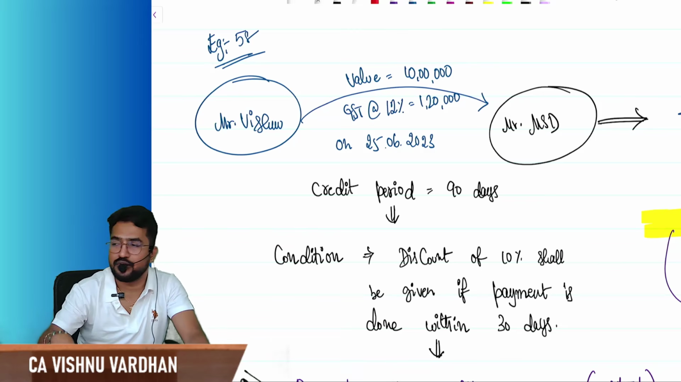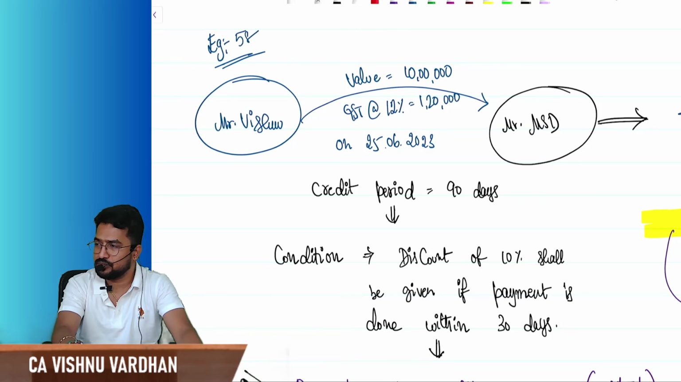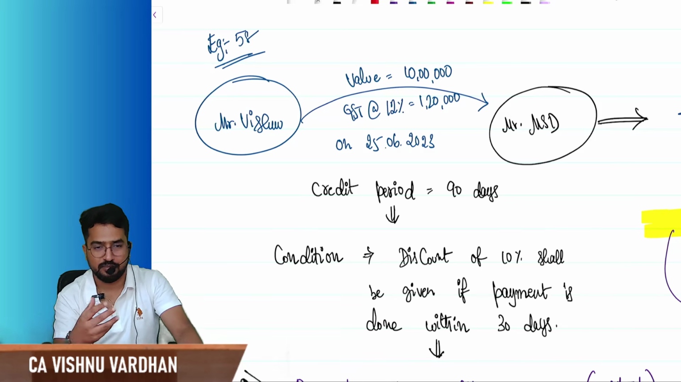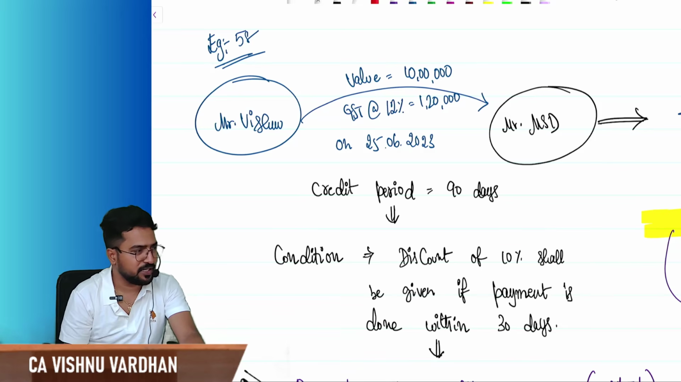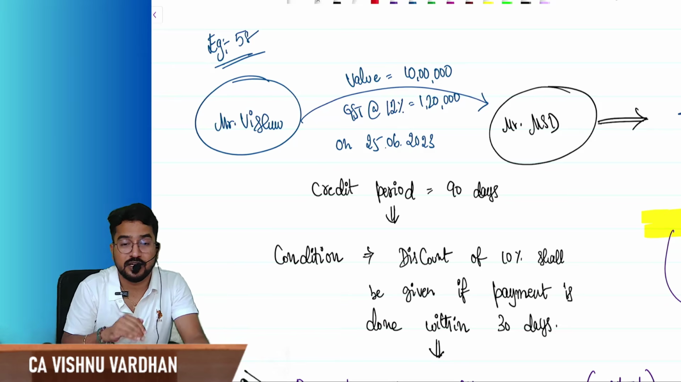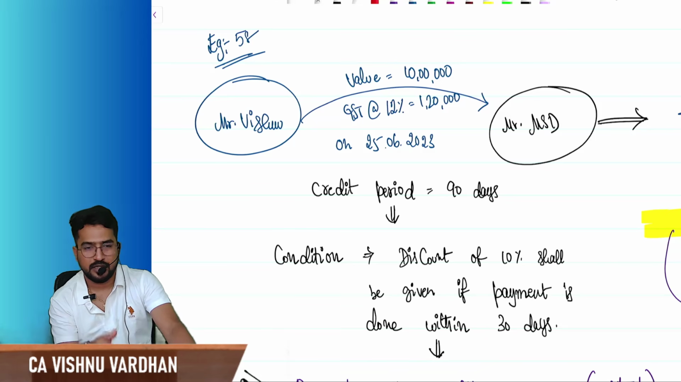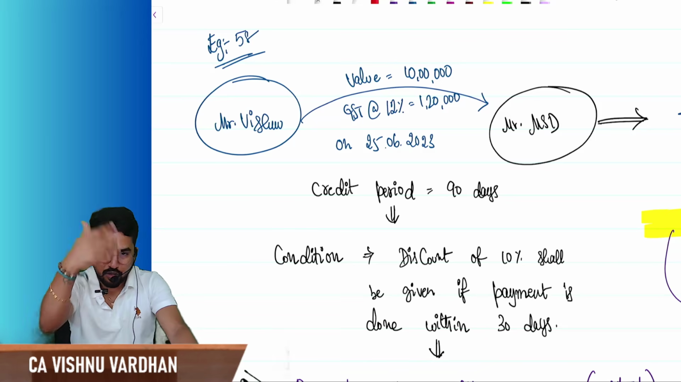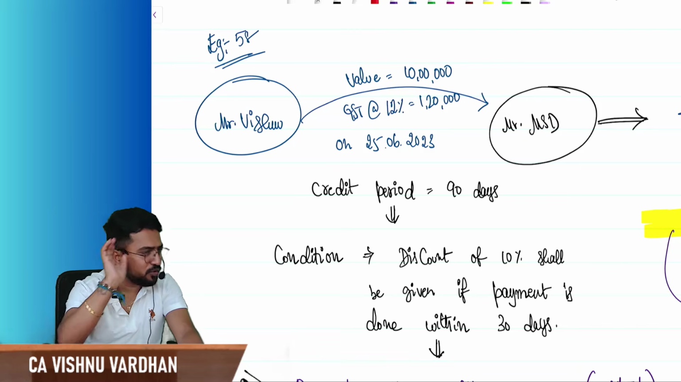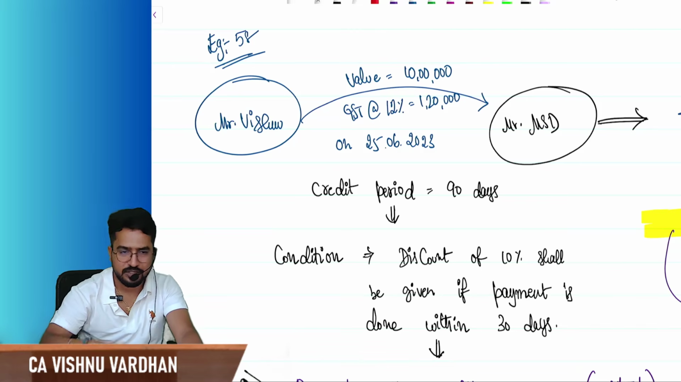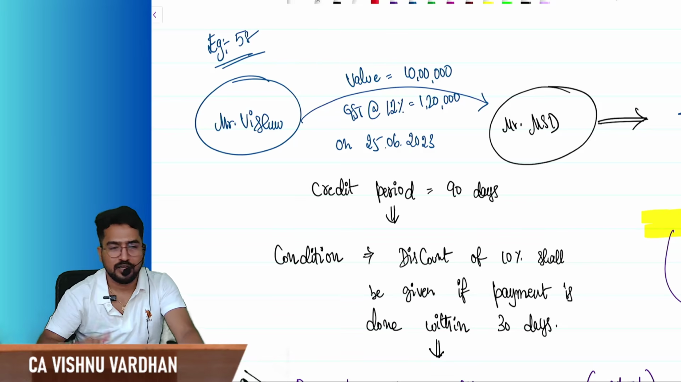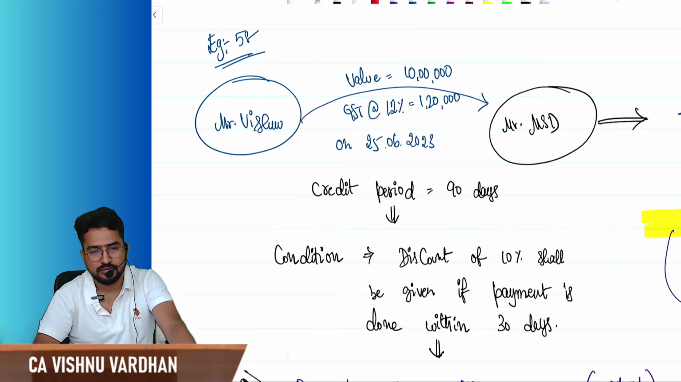Generally, in business, you try to recover money as early as possible. So, what I am doing, I am giving a motivation to MSD. Credit period is 90 days only, but if you pay within 30 days, I will give you 10% discount. At the time of supply, I did not give any discount. I am saying tomorrow, if you pay within 30 days, I will give you 10% discount. Possible.